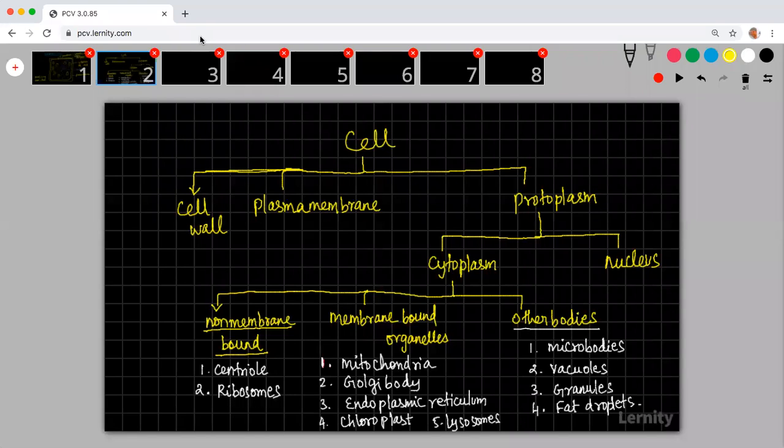We'll study about vacuoles. Just give some time. Just note this thing down. We will study about all these things. We are going to study in detail about all these things. So this is just an outline.